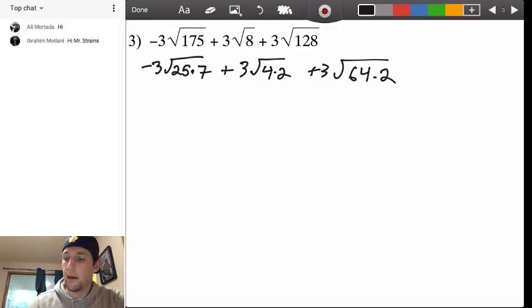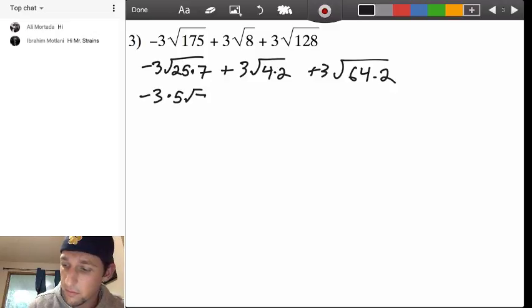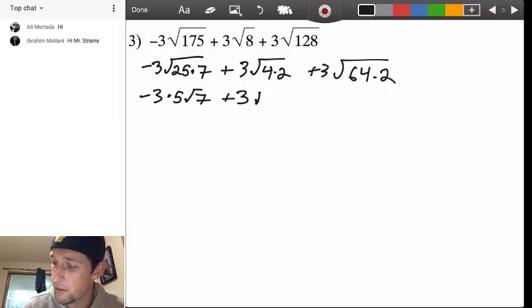Now, I'm going to simplify each of those. I still have my negative 3, and the square root of 25 turns to 5. Same thing on this one, I keep my 3, now I try to take the square root of 4, square root of 4 is 2, oops, nope, no square root, shame on me. And the 2 stays. Same thing in the last one. I've still got my 3 that was on the outside. The square root of 64 is 8. Square root of 2 stays.